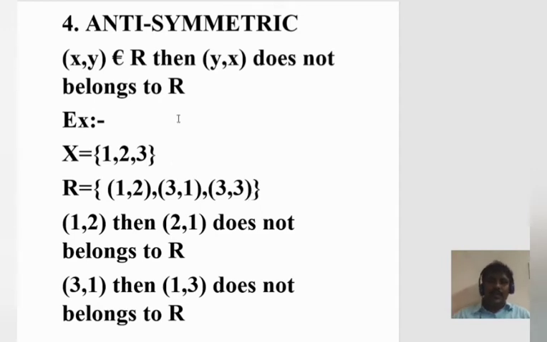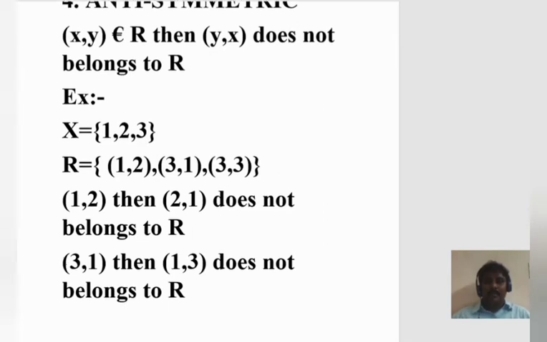Now we have to check whether it is anti-symmetric or not. First of all, I am taking 1, 2. If I take 1, 2, then 2, 1 must not belong to R. 2, 1 belongs to R means symmetric. 2, 1 does not belong to R means it is anti-symmetric. So 2, 1 does not belong to R. Therefore it is anti-symmetric.